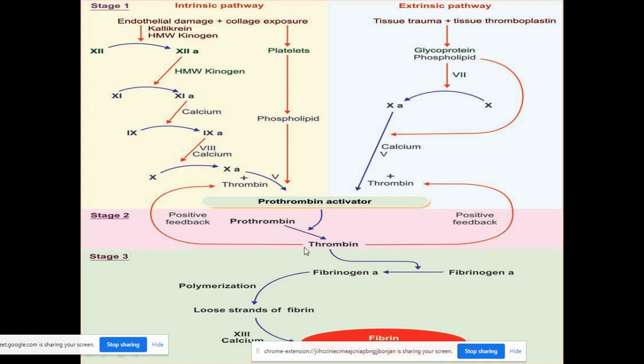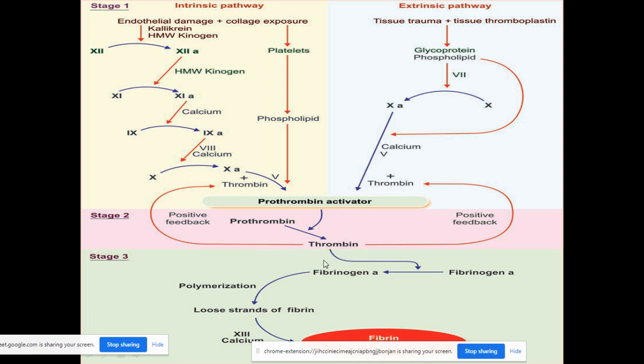In the thrombin, there is a positive feedback. A small amount of this thrombin is utilized in this step for the activation of the prothrombin activator. See this side and that side, both in the intrinsic pathway as well as the extrinsic pathway, a small amount of thrombin which is being formed is necessary for the prothrombin activator formation. Now thrombin is formed.